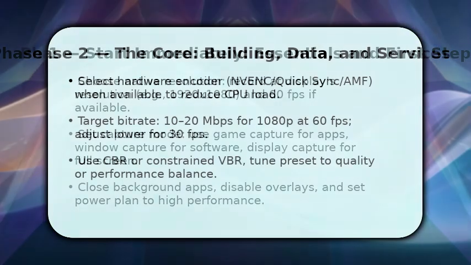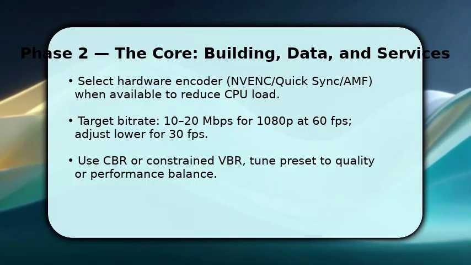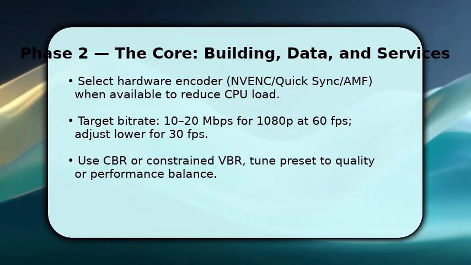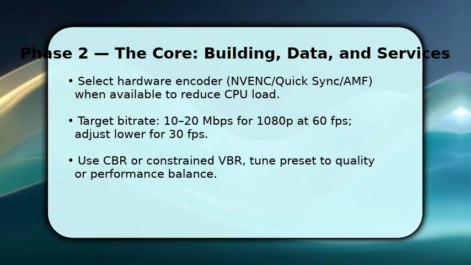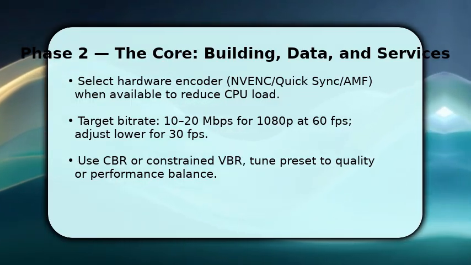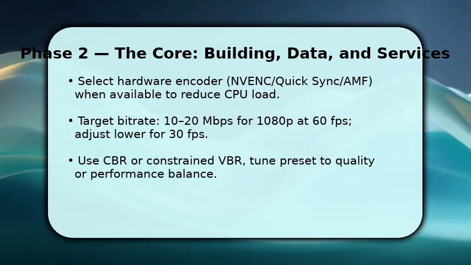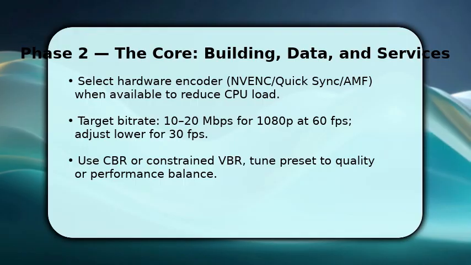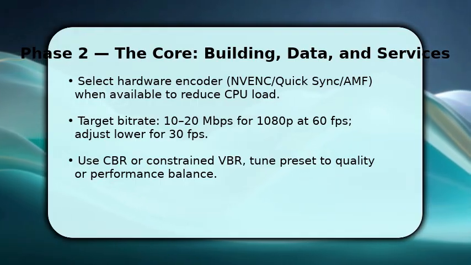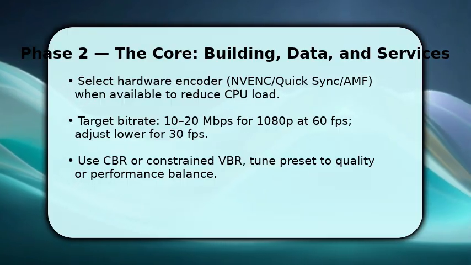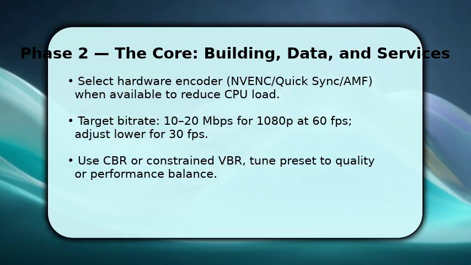encoding. Now dial in the encoder and bitrate. These control both file size and visual fidelity. Choose a hardware encoder like NVENC or QuickSync when possible, because it offloads work from the CPU, improving stability. Set target bitrate based on resolution and frame rate, about 10 to 20 Mbps for 1080p at 60 fps, and reduce proportionally for 30 fps.